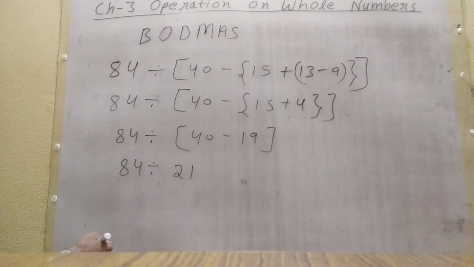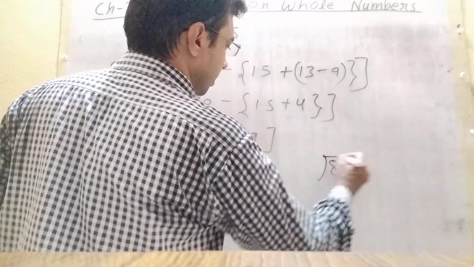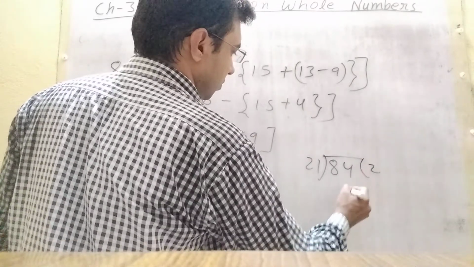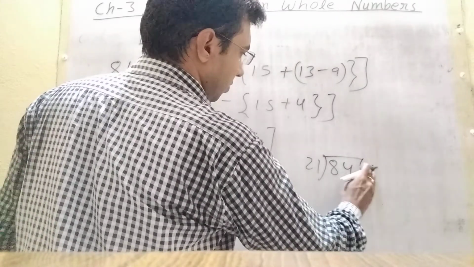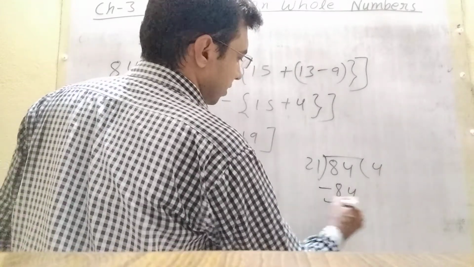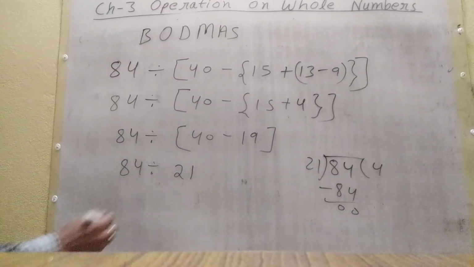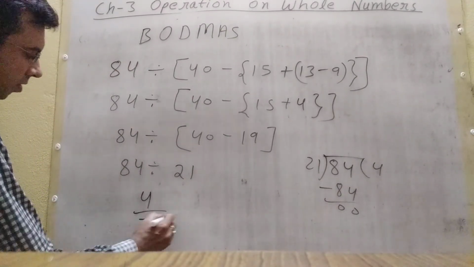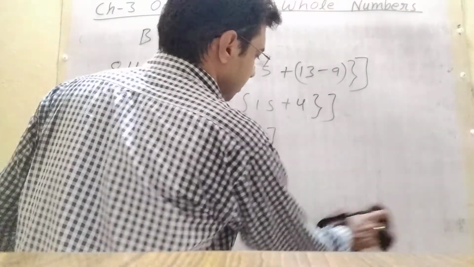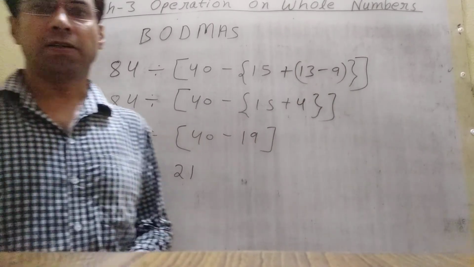Now divide 84 by 21. 84 divided by 21. 21 into 4, 4 ones are 4, 4 twos are 8. So 84 divided by 21, we get 4. This is our answer. So student, in this way we solve the simplification sum.